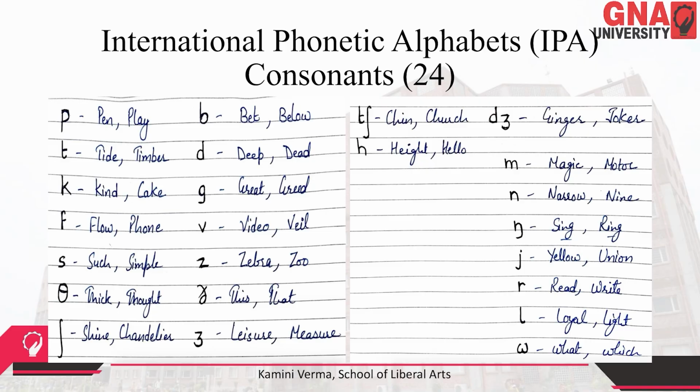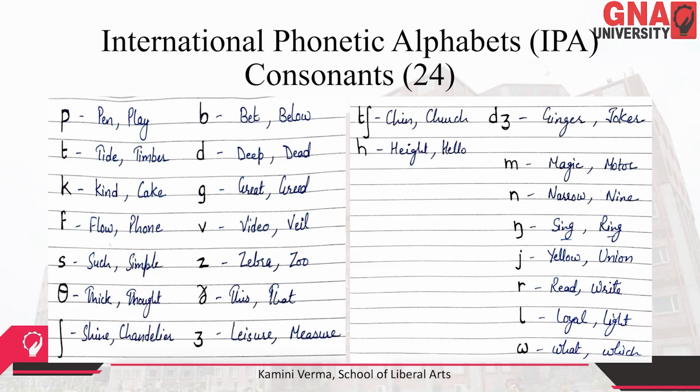Moving ahead with the next one, that is the sh sound. Sh, as in shine, sh as in shallow, and sh as in the spelling ch also, like chandelier. So there is no compulsion that it should start with sh. Chandelier, champagne: these are a few examples for the sound sh itself.